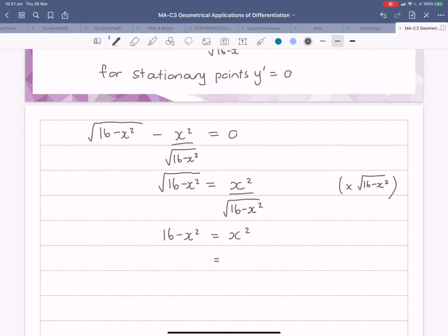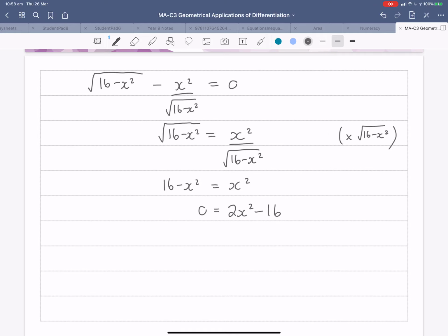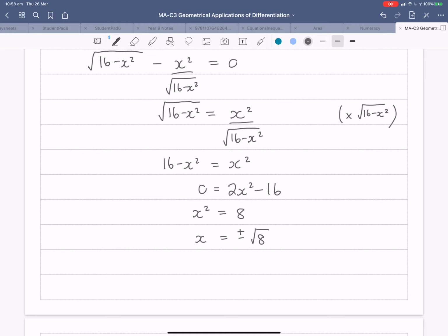So putting all that together, we get 2x squared minus 16 equals 0. So solving that, x squared equals 8 and x equals plus or minus root 8. So they are our turning points, potentially, stationary points anyway.